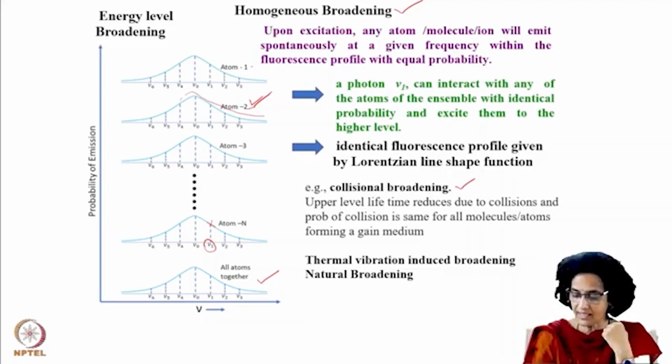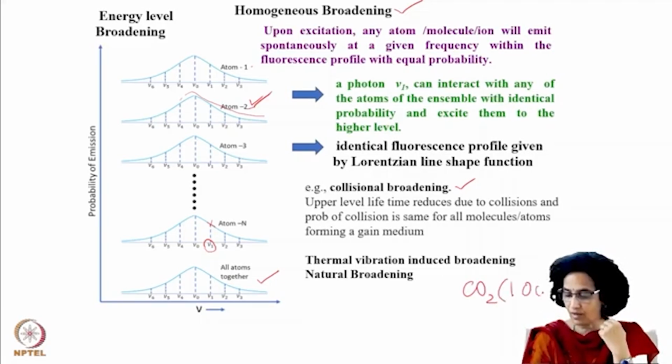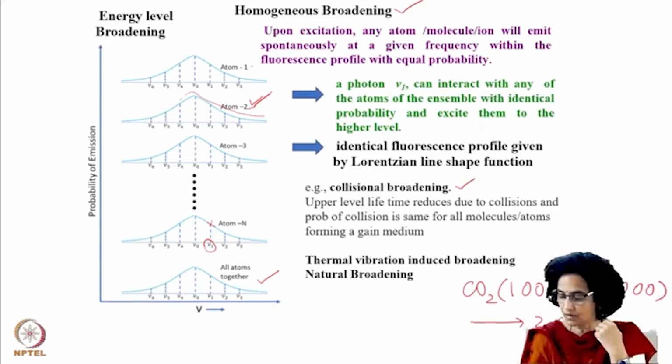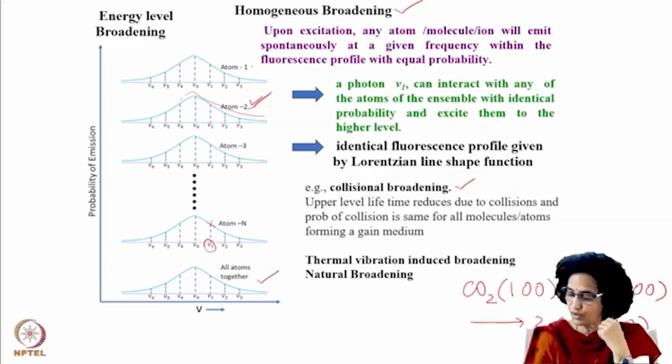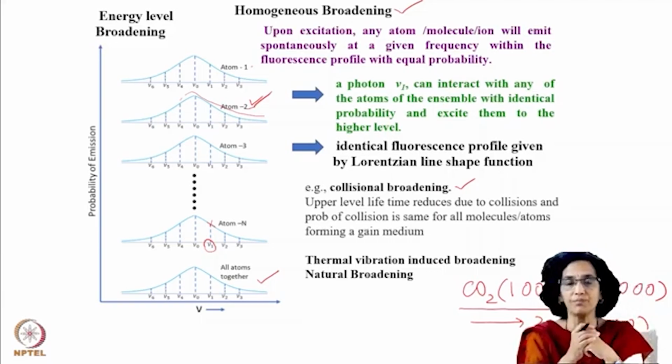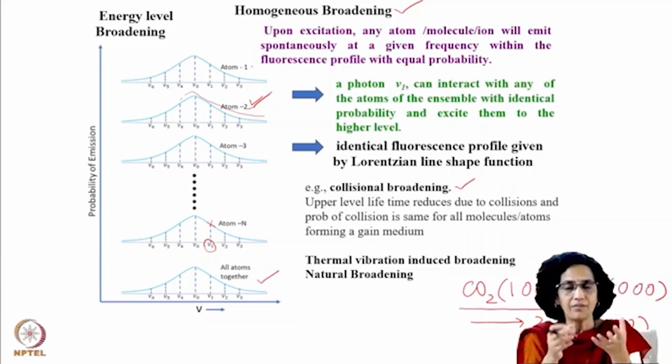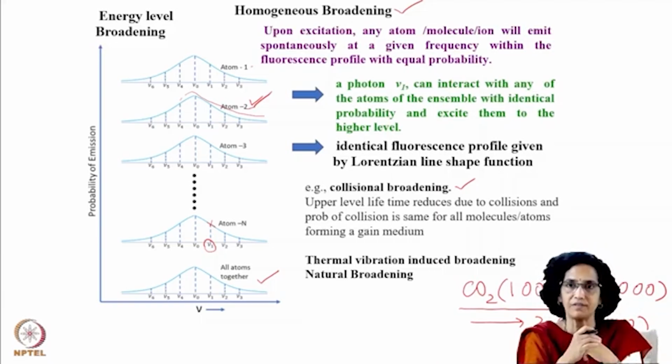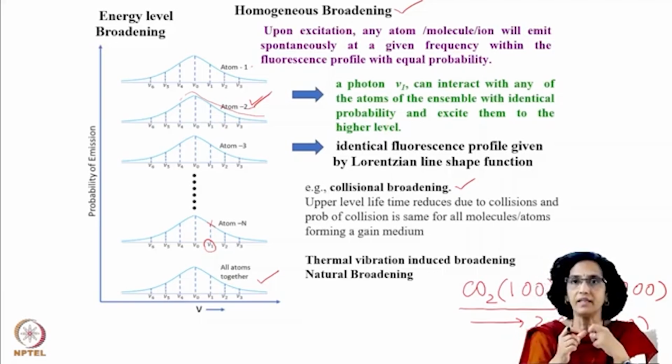For example, we had seen that CO2 in 100, on colliding with CO2 in the ground level, comes down and gives rise to two molecules in 010. So the lifetime of this CO2 100, which is decided by the spectral properties of that particular level, is curtailed because of collision with another molecule.